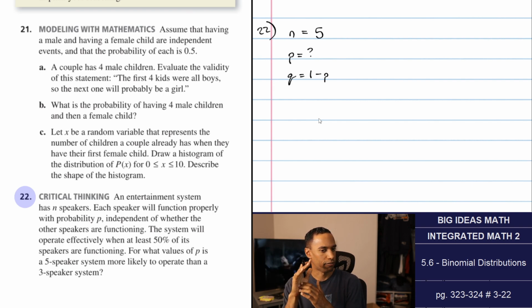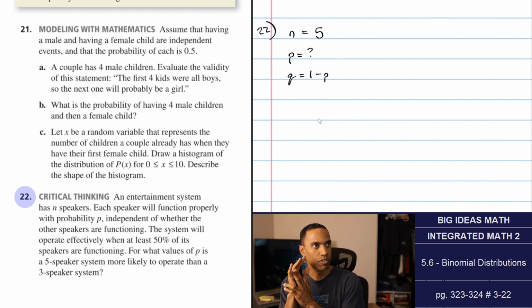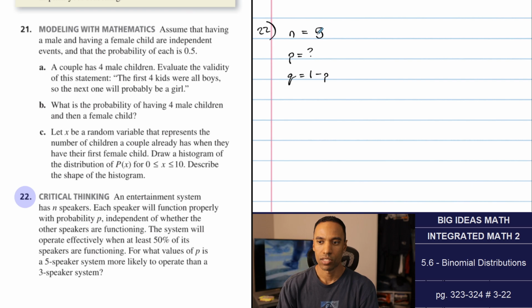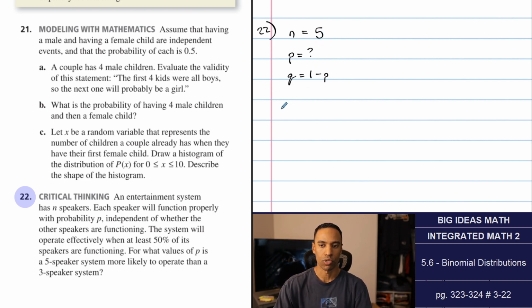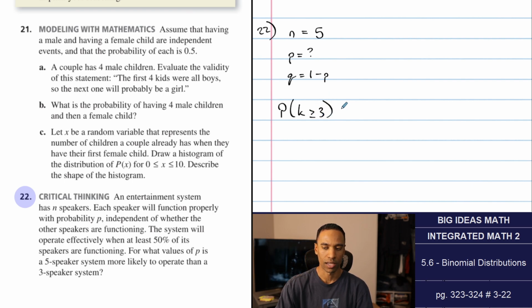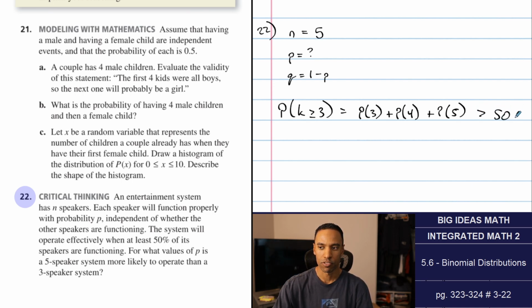The system will operate effectively when at least 50% of its speakers are functioning. So we need to know, 50% of its speakers. In this case, half of 5 is 2.5. So you need probability of at least 3 speakers functioning. So we need probability of 3 speakers functioning, probability of 4 speakers functioning, probability of 5 speakers functioning. We need this to be greater than 50%. Greater than 0.5.